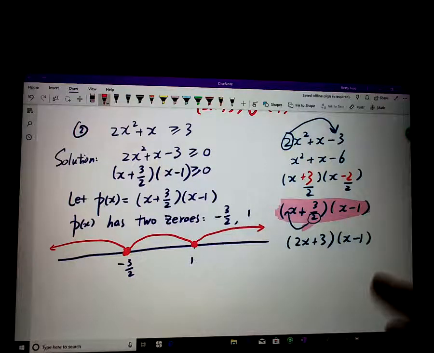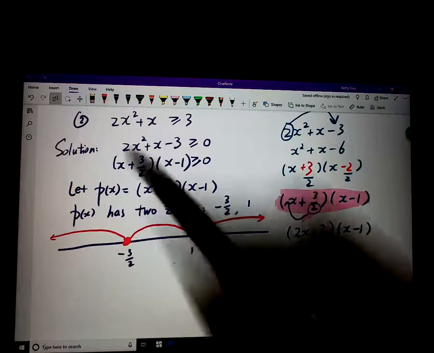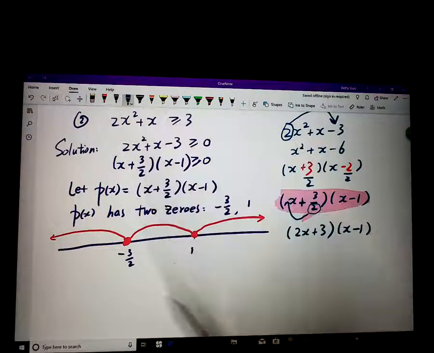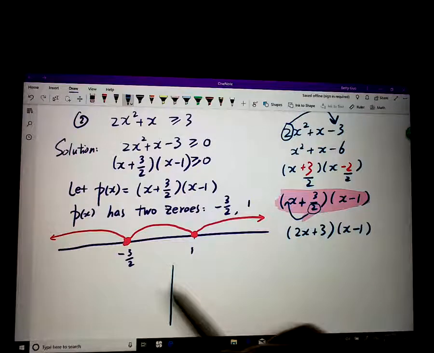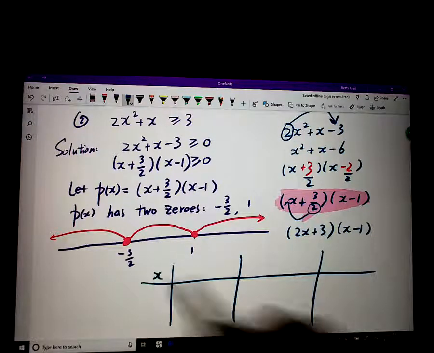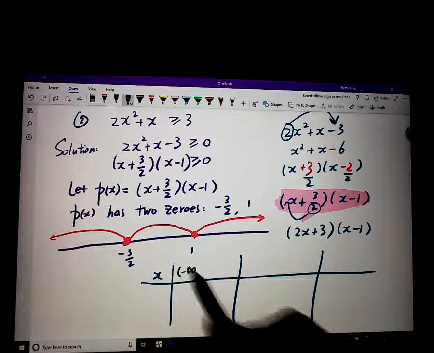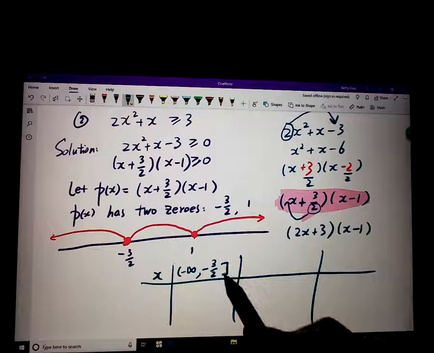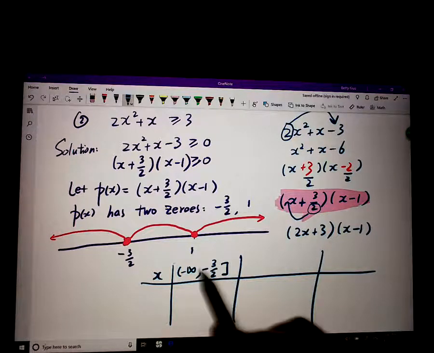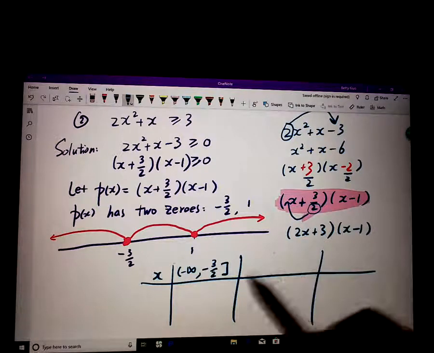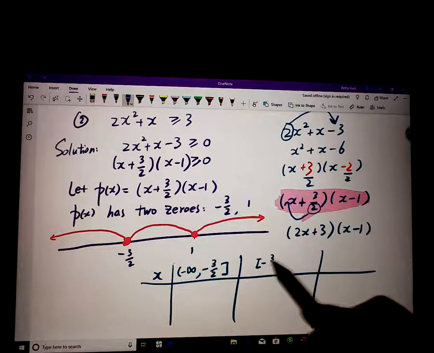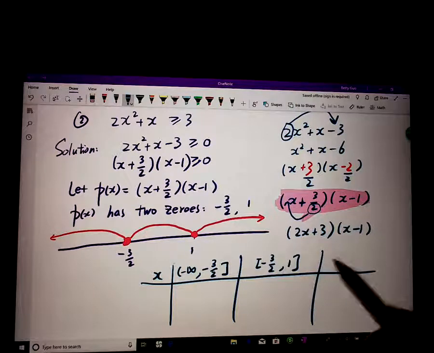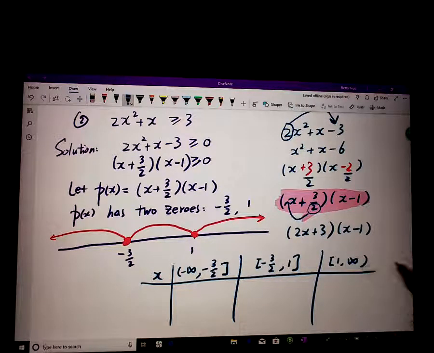Again, we are applying sign chart method to solve this inequality. Now I'm going to make the chart. First interval, negative infinity to negative 3 over 2. Left open, right closed. Negative 3 over 2 is in the interval. We include negative 3 over 2 in the interval. And the second interval is also closed, negative 3 over 2 to 1. Third interval also closed, 1 to positive infinity.